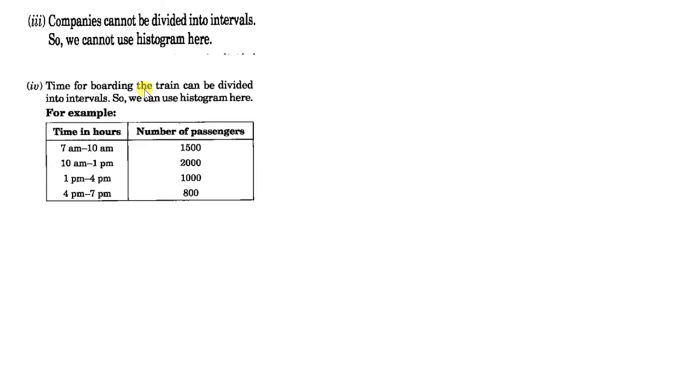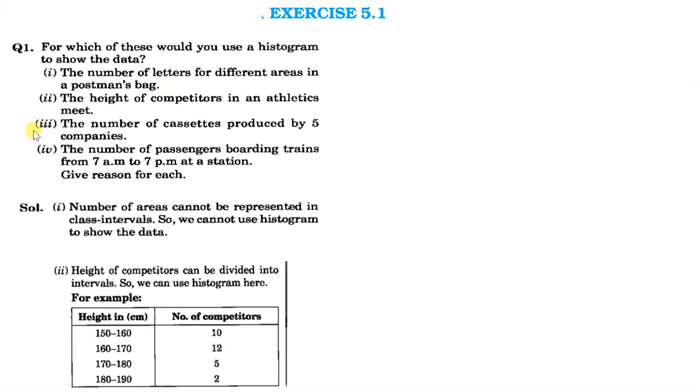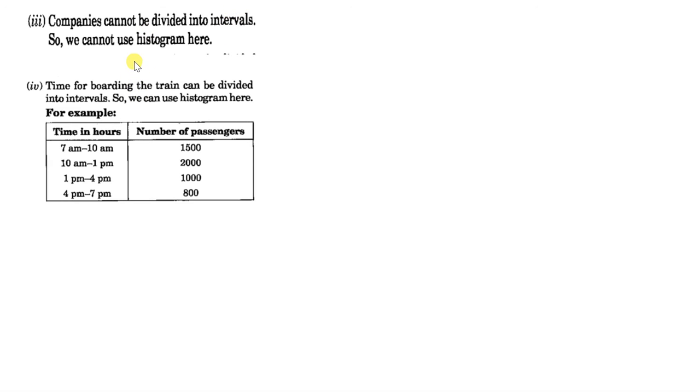Next is time. The number of passengers boarding trains from 7 a.m. to 7 p.m. at a station. So here, the time between 7 a.m. to 7 p.m. can be divided into intervals, and so we can use the histogram here. The time can be divided as 7 a.m. to 10 a.m., 10 to 1, 1 to 4, 4 to 7, and like this.